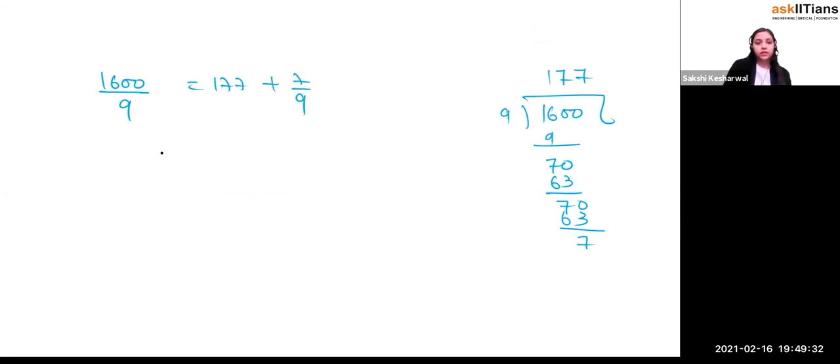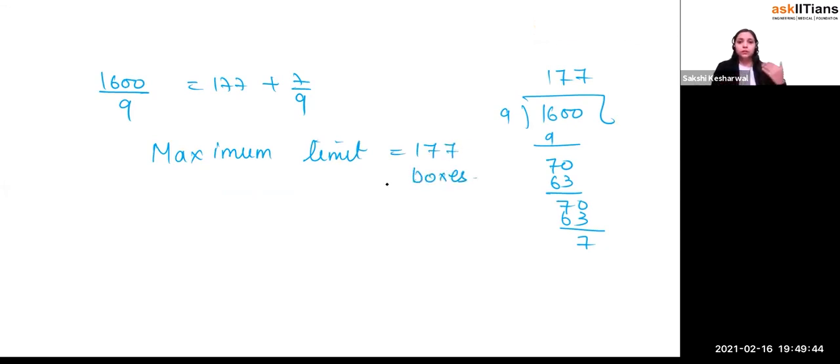So the maximum limit is what, beta? The maximum limit is 177 boxes. If you're going to load 178 boxes, it will be overweight, right? So the maximum limit is 177 and less than that, right?